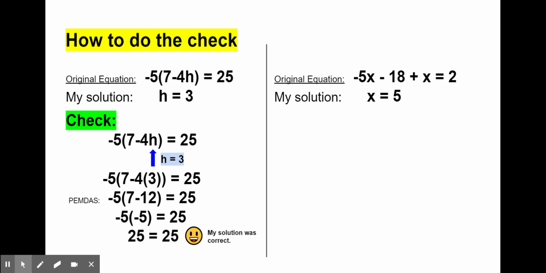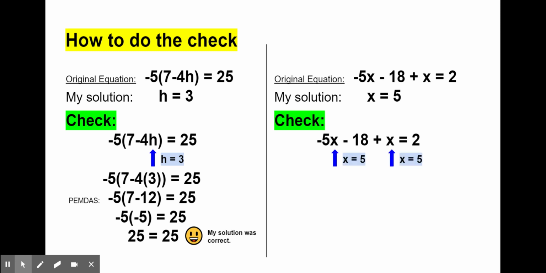Again, we're not worrying about the steps too much, just focused on the check for now. So for our check, we take our original equation again, but this time I'll take my x equals 5 and plug it in for both spots where there's an x. I'll put my 5 in place and I'll get my new equation to be -5 times 5 minus 18 plus 5 equals 2. Here's my new equation, and I can start using my order of operations.